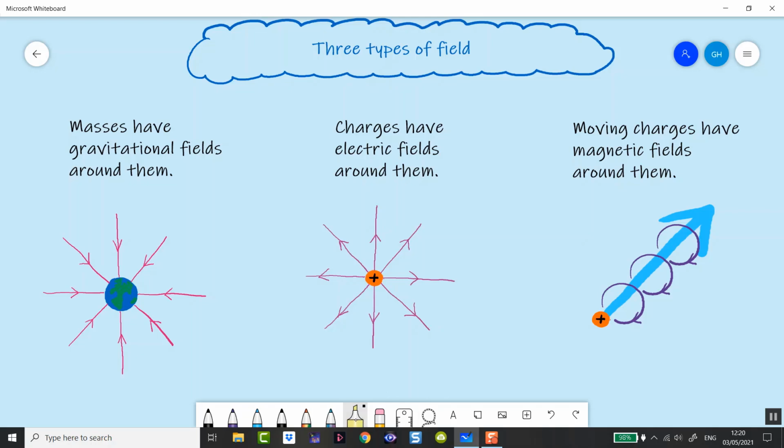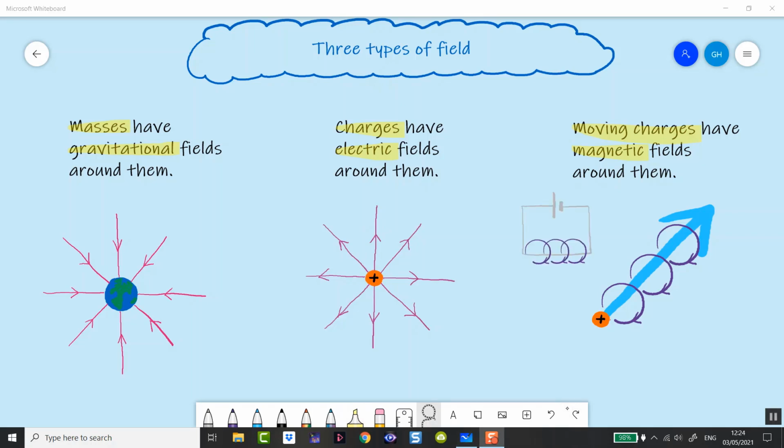You deal with three types of fields in detail in your A-level. Masses have gravitational fields around them and thereby exert gravitational forces on other masses. Charges have electric fields around them and thereby exert electrostatic forces on other charges. And moving charges have magnetic fields around them and thereby exert magnetic forces on other moving charges.